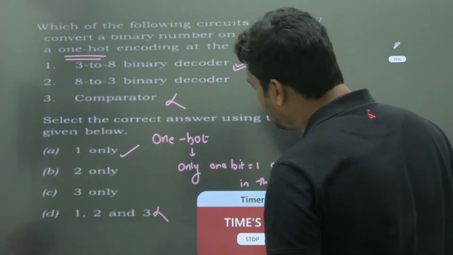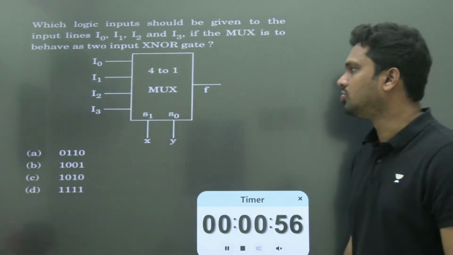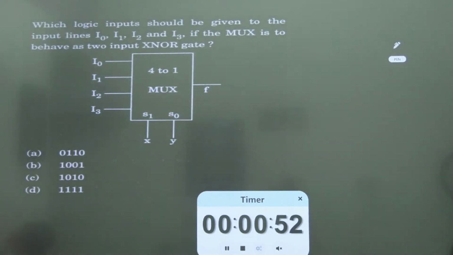So let's go for the next question. Come on, this is an easy question. You people can do easy ones. It is implementing an exclusive NOR gate using the multiplexer.